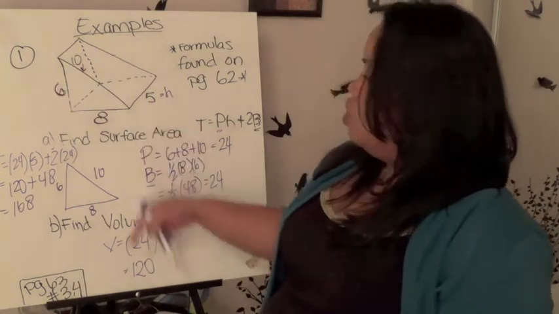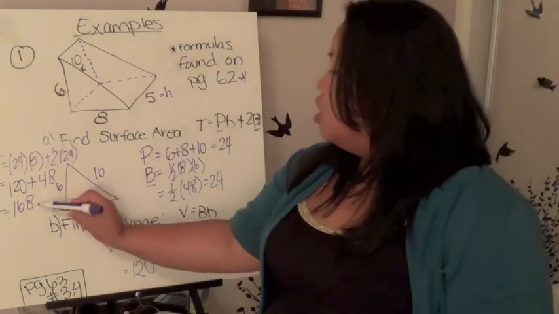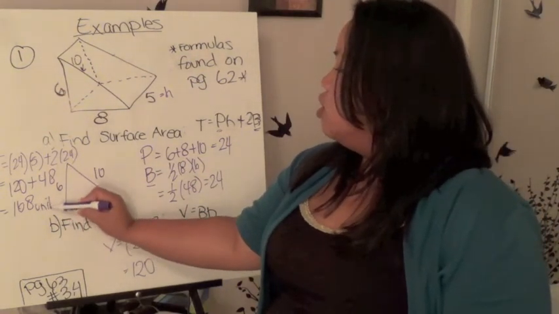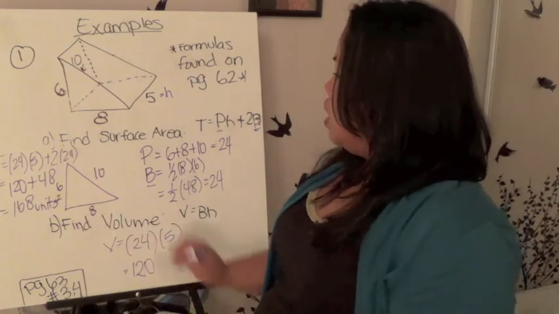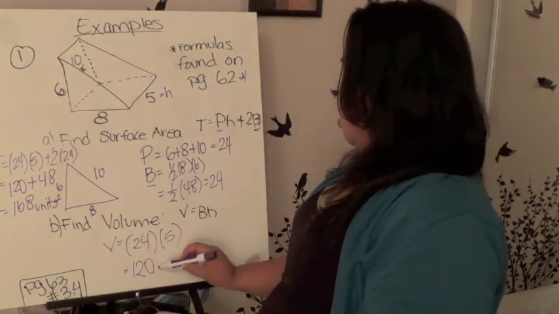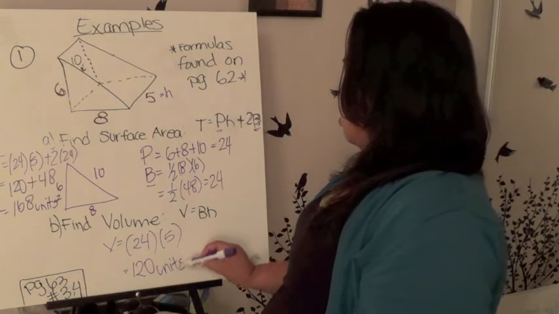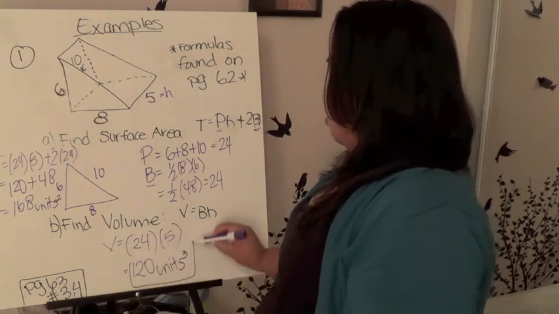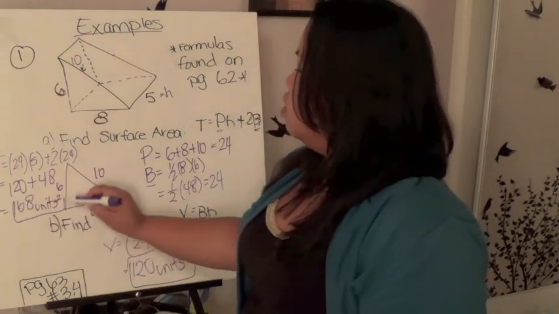Because there are no units, no centimeters or anything, we're just going to say units squared, because for anything three-dimensional, the surface area is units squared. The volume is units cubed. And these are our 2 answers.